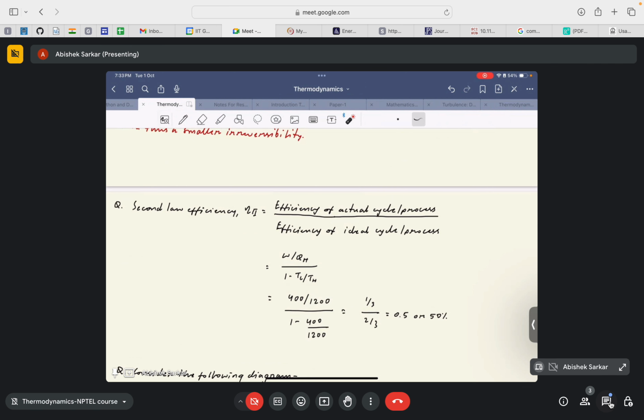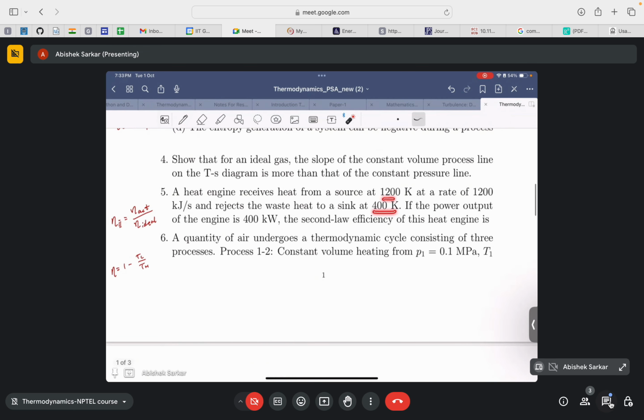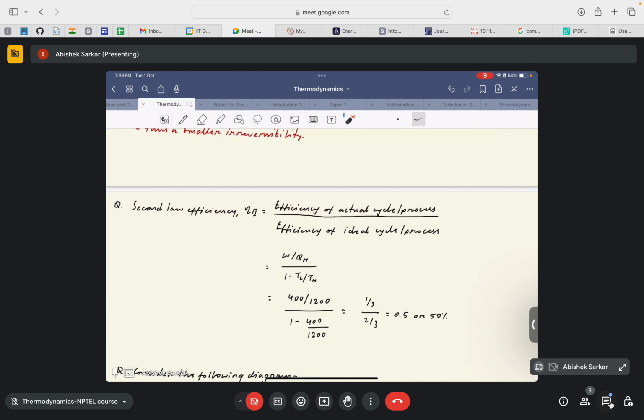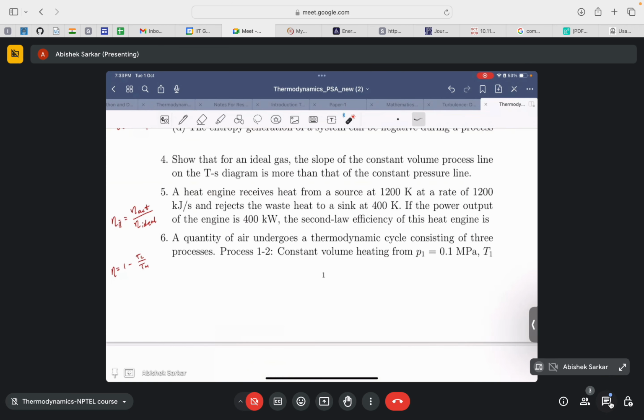Okay, so net work output is 400 watt, and the net heat input was 1200 kilojoule per second or 1200 watt. For the Carnot efficiency, the temperature of the sink was 400 Kelvin and the temperature of source was 1200 Kelvin. Let me just verify it once. Okay, yes, it was 400 Kelvin and 1200 Kelvin. So if we substitute these values, you can easily calculate that the second efficiency is 0.5 or 50%.